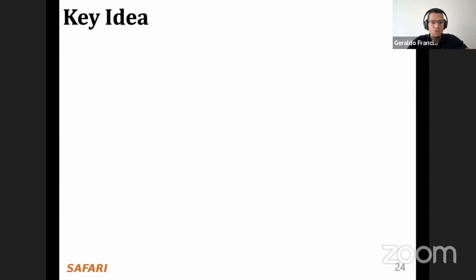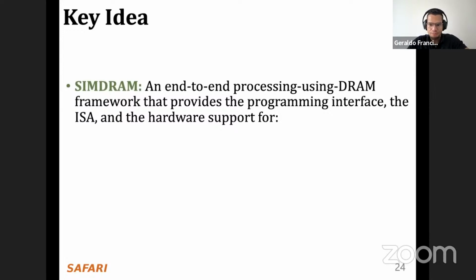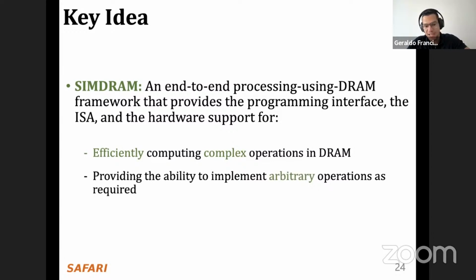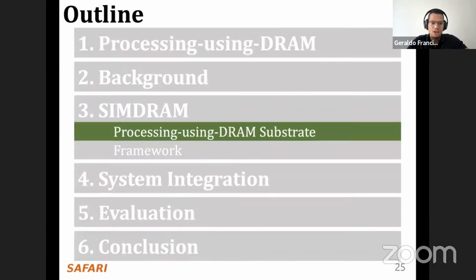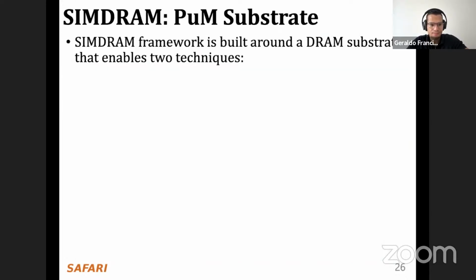SIMDRAM. So the key idea of SIMDRAM is to provide an end-to-end processing-using-DRAM framework that can do the efficient computation of complex operations in DRAM, while providing the user the ability to implement any arbitrary operations as required. At the same time, we are going to enable the DRAM array to become an in-DRAM massively parallel SIMD substrate without changing anything in the DRAM architecture other than what was changed already by Ambit. So first, I'm going to start with the processing-using-DRAM substrate that we are going to use.